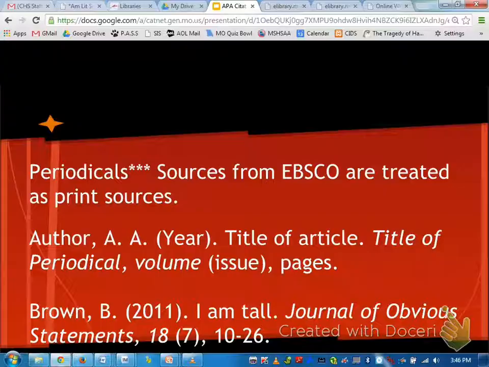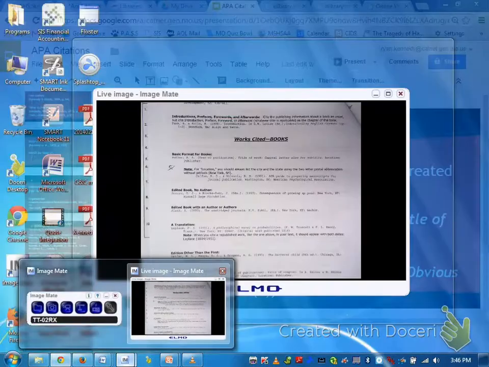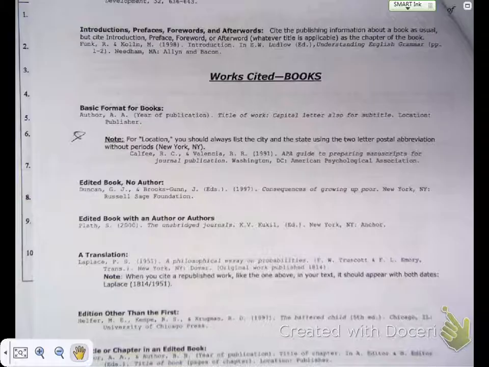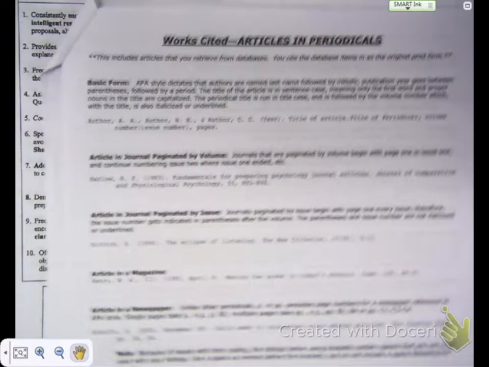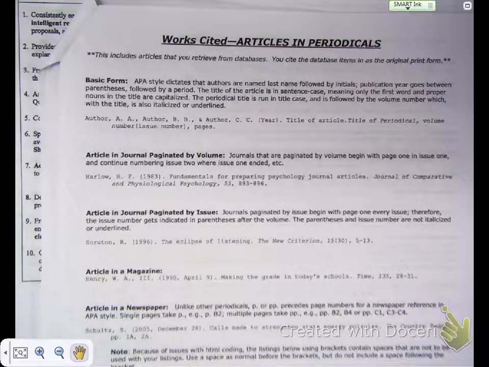Next thing to highlight is on the next page, articles and periodicals. Periodicals is just a fancy word that refers to things that come out on a regular basis, like journals, magazines, and newspapers.